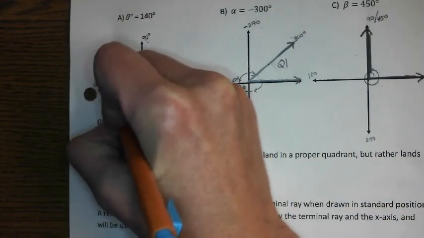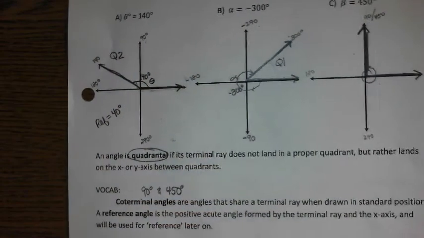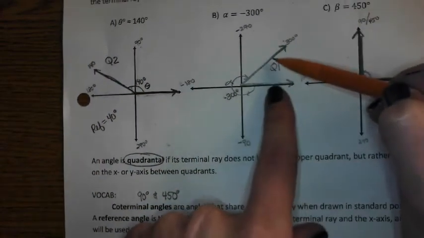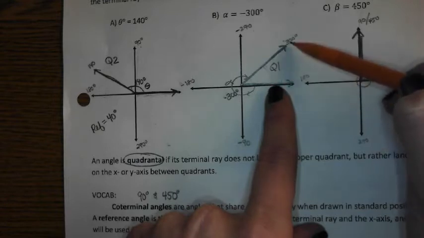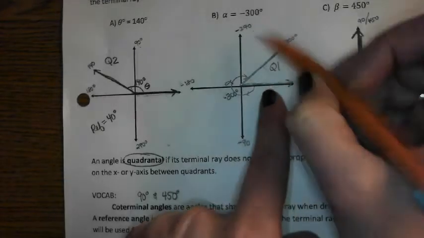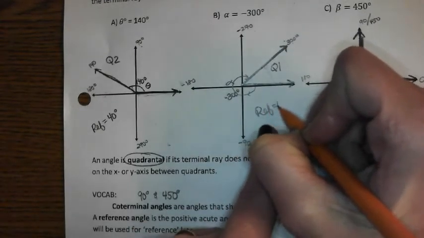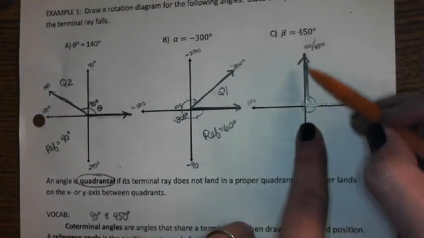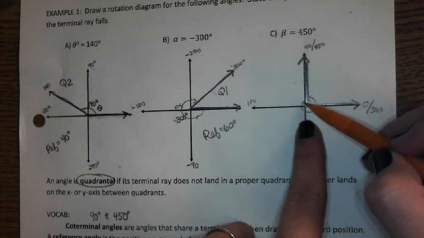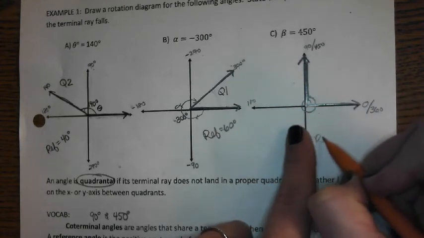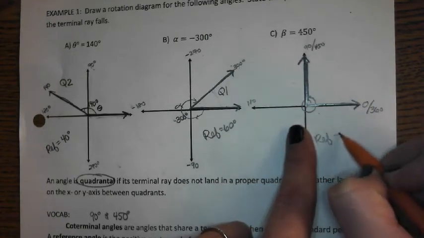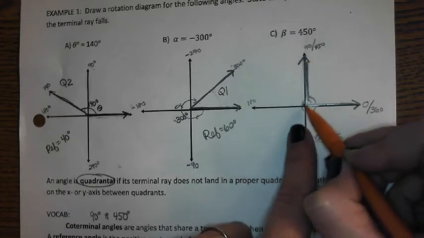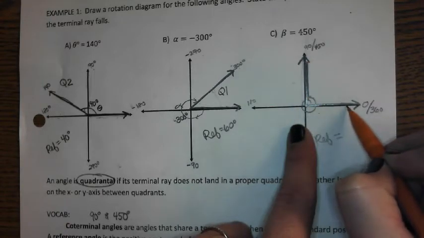Reference equals 40 degrees. What was the angle between this terminal ray and the x-axis if this was 300? 60. So this reference angle was 60 degrees. What's the difference between, in part C, this terminal ray and the x-axis? The terminal ray with the x-axis makes what angle?